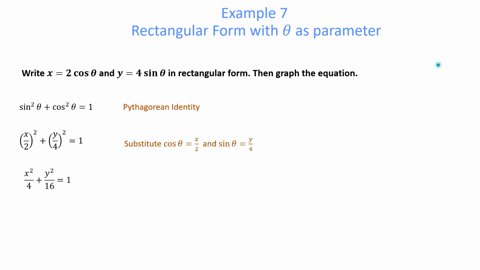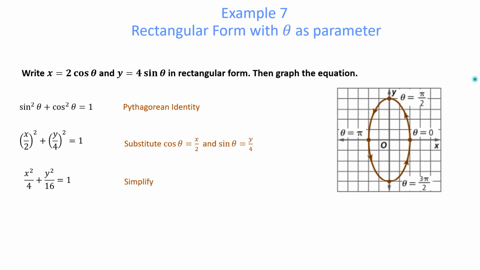After solving further, we get x square upon 2 square, which is 4, plus y square upon 4 square, which is 16, equal to 1. So it's an ellipse. The curve is an ellipse, and see the orientation is in this direction.